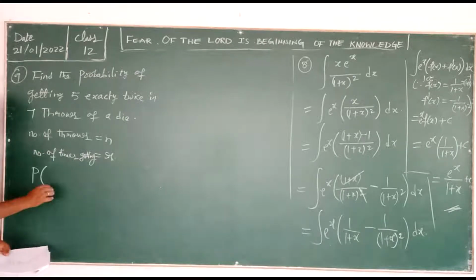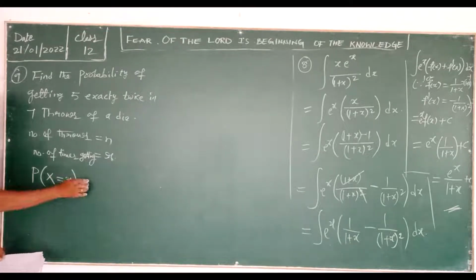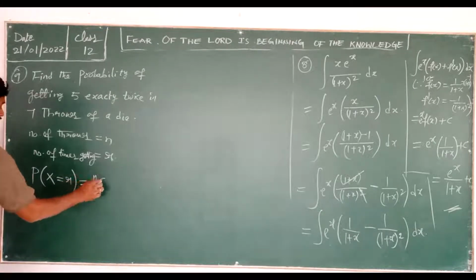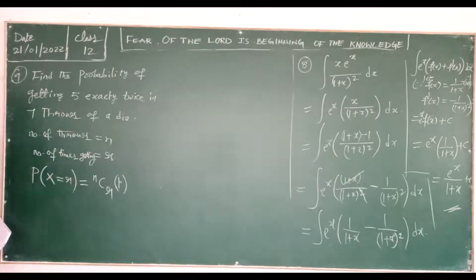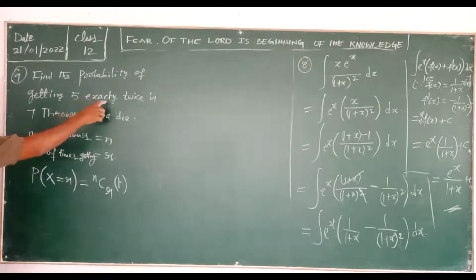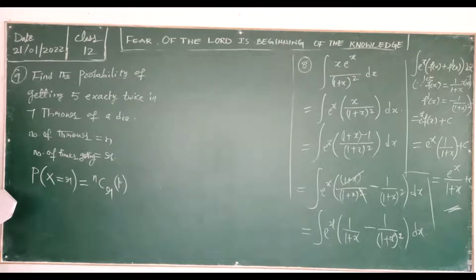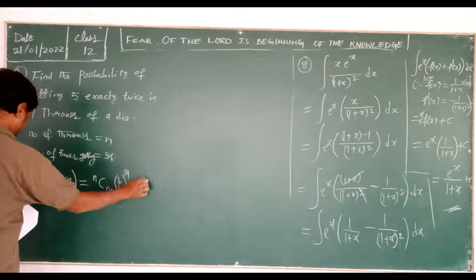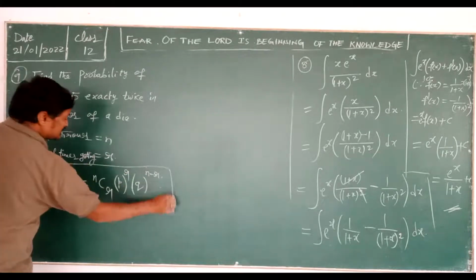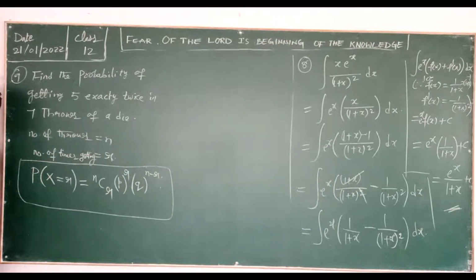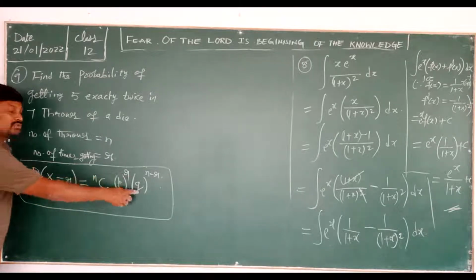Remember this part. P of x equal to r is equal to nCr, p to the power r, q to the power n minus r. Here p is the probability of the first event, that is, the probability of getting 5 on the die. This is the general formula. Remember this formula. For Bernoulli trials we will use P of x equal to r equals nCr p^r q^(n-r).